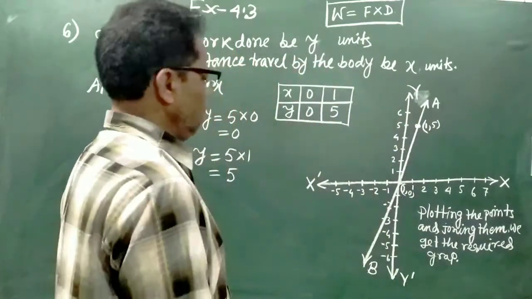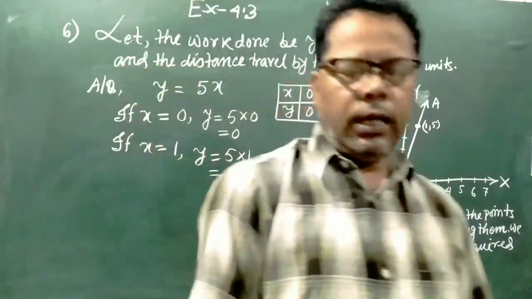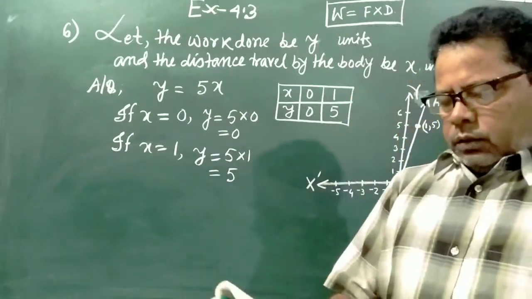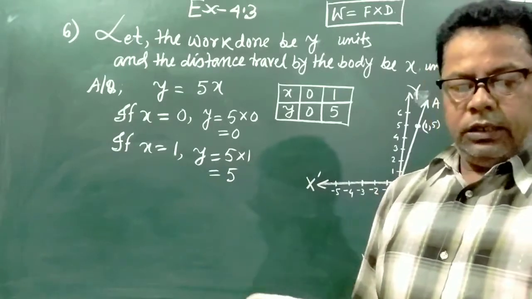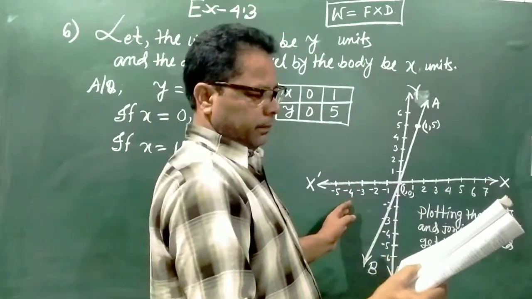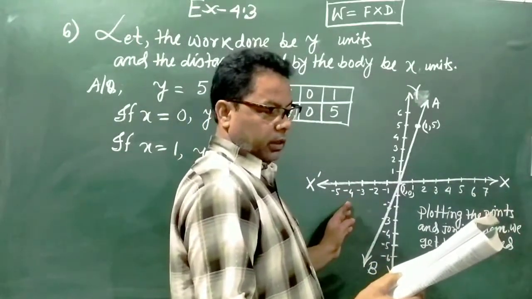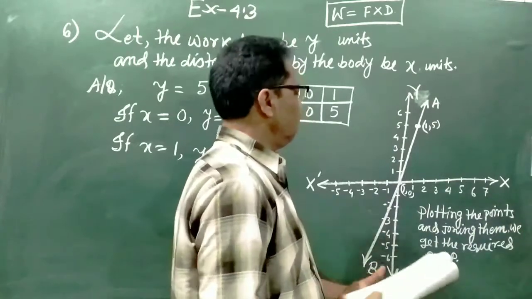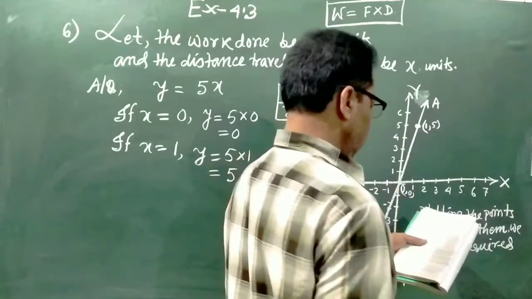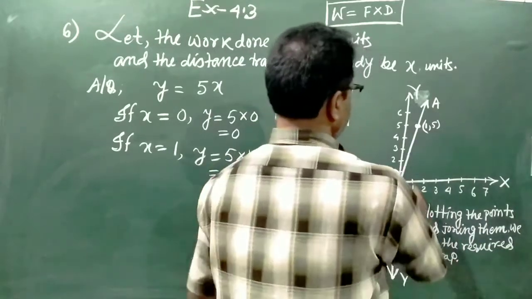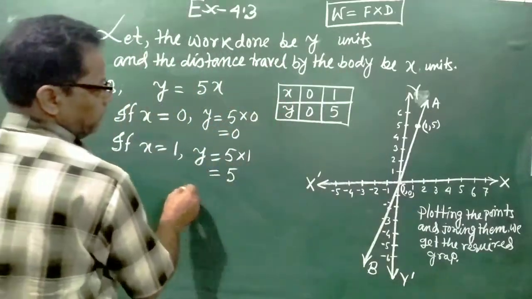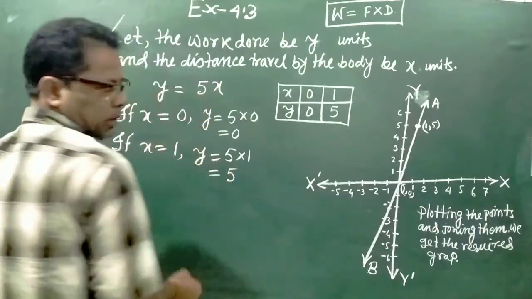So the graph is completed here, but based on this graph, two more questions are asked. Also read from the graph. From this graph we have to read the work done when the distance traveled by the body is 2 units. So when the distance traveled by the body is 2 units, what will be the work done? Then first part, here it is, first part.